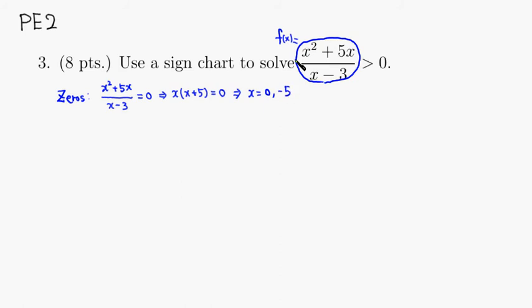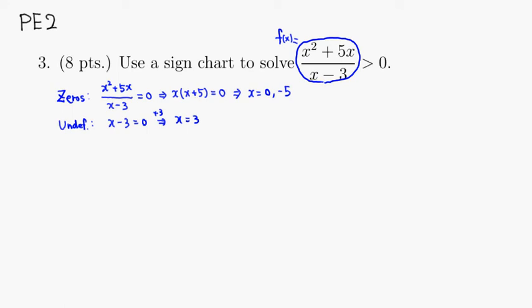Also, we want to find the x values where the function is undefined. Since it's a rational function, it is undefined whenever the denominator becomes 0. So we set the denominator equal to 0. Then we can just add 3 to both sides, so x equals 3. So f of x is undefined when x equals 3.